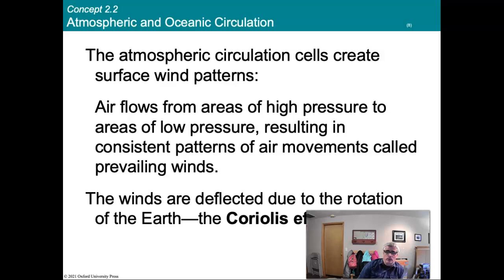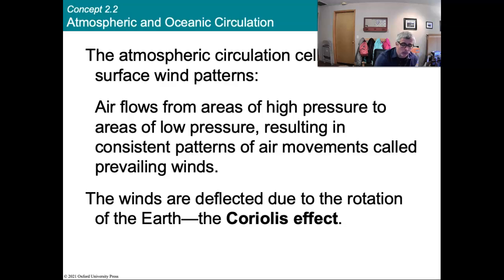So these atmospheric circulation cells create surface wind patterns. The air flows from areas of high pressure to low pressure. We'll walk through that a bit when we get to PDO. This results in consistent air patterns called prevailing winds. And the Earth's winds are deflected due to the Coriolis effect. So in the northern hemisphere, things move to the right, and in the southern hemisphere, things move to the left.